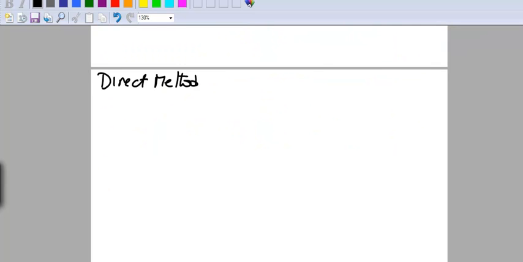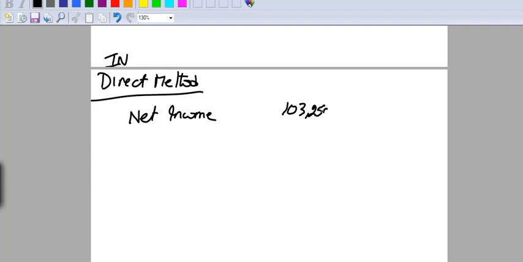So here we are. We're doing the indirect method first. The indirect method is a bottom-up approach. We're going to start off with net income. Look in your income statement for $103,250. We're going to add back depreciation. In the handout, it talks about amortization expense. We're going to add back $26,250. Whoops.